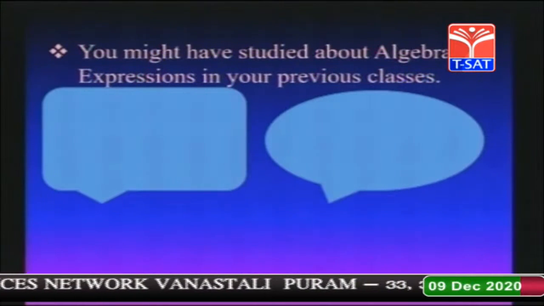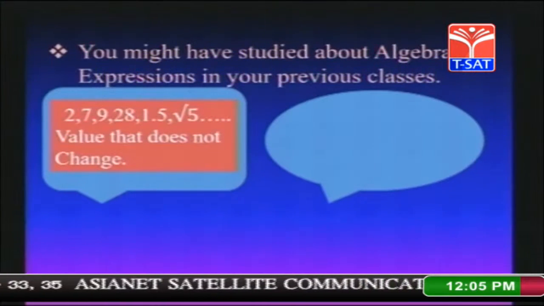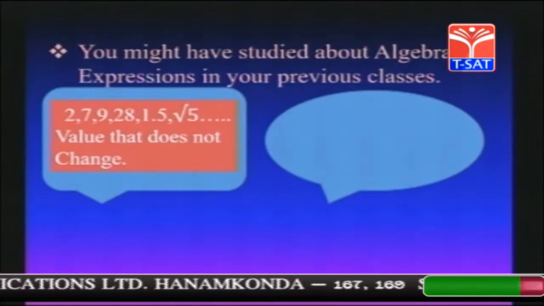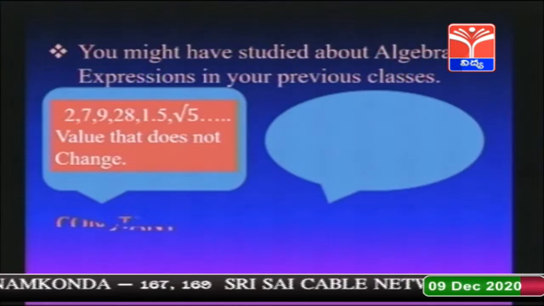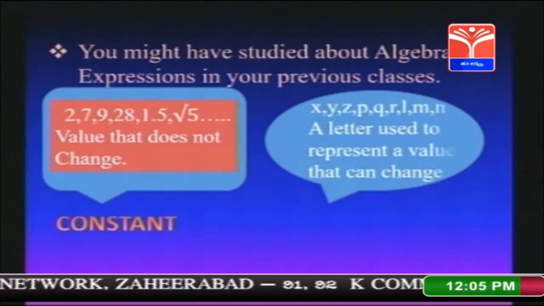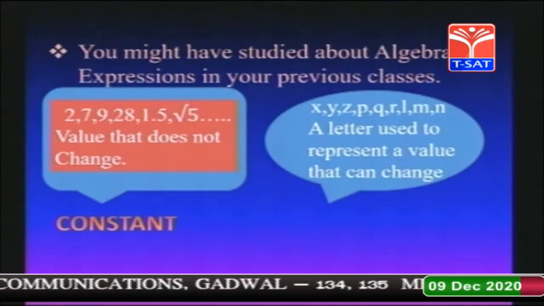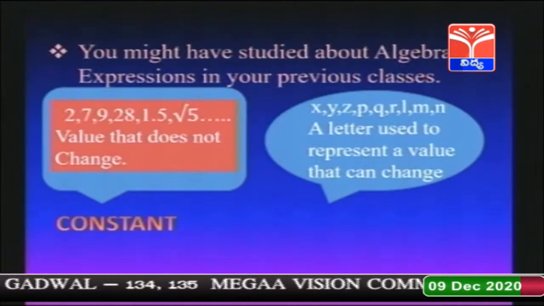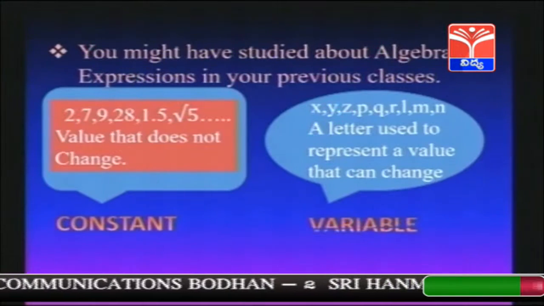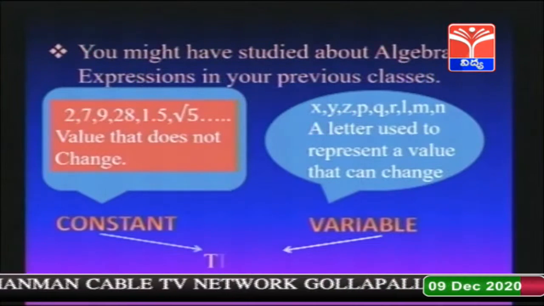So let us review this. As you can see, 2, 7, 9, 28, 1, 5, root 5, etc. are values that do not change. So these are called constants. And x, y, z, p, q, r, l, m, n are letters used to represent a value. These are called variables, and these constants and variables combine to form terms.